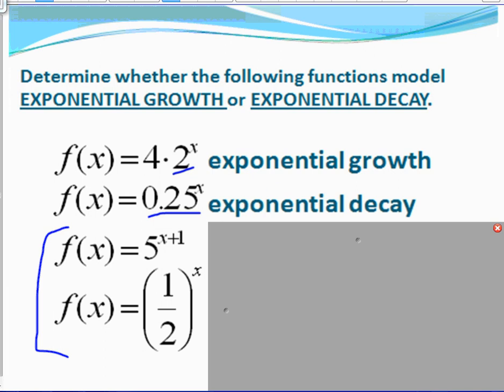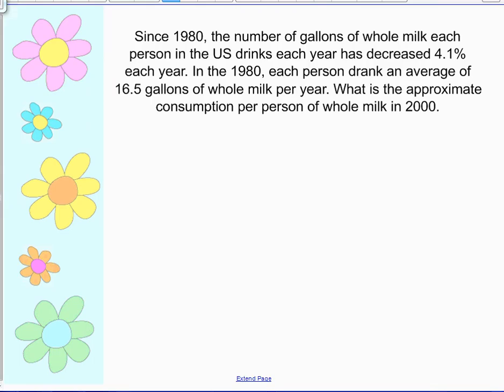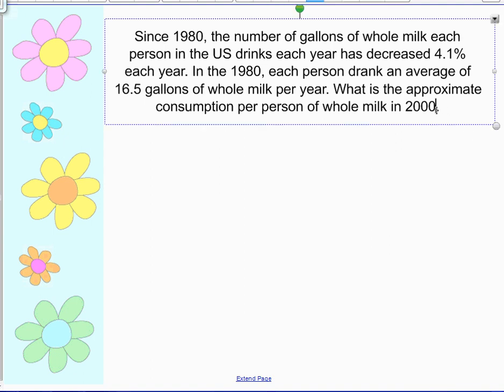All right, now, the big scary part, the word problem. In order to use this formula, we usually use it with word problems. So I have this problem here. It says since 1980, the number of gallons of whole milk each person in the U.S. drinks each year has decreased 4.1% each year. In 1980, each person drank an average of 16.5 gallons of whole milk per year. What is the approximate consumption per person of whole milk in 2000?